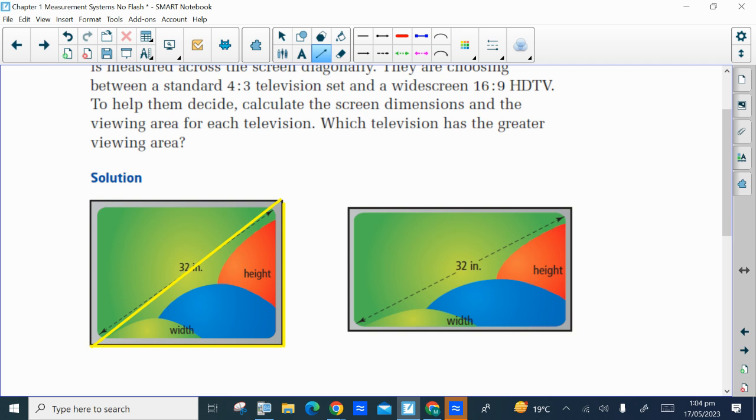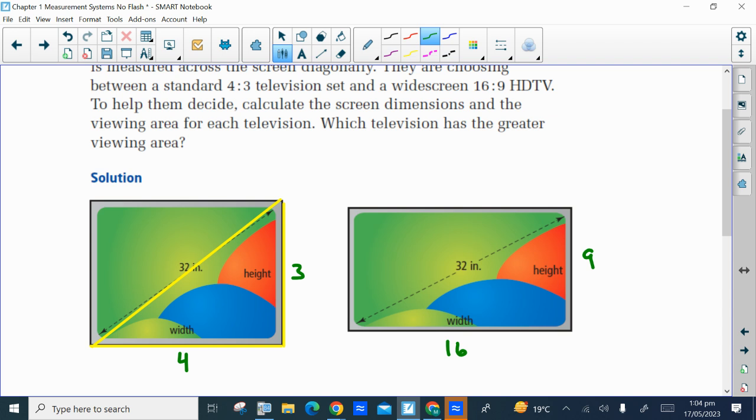All right? However, in this case here, the first TV is a standard 4:3 television set. And so what that means is the ratio of the two sides. It looks like the width might be a little bit more than the height, so that would be the 4, the height would be the 3. That's the ratio of those sides. Okay? And then the other one, the widescreen, is a 16 to 9. Again, that's the ratio of those sides.